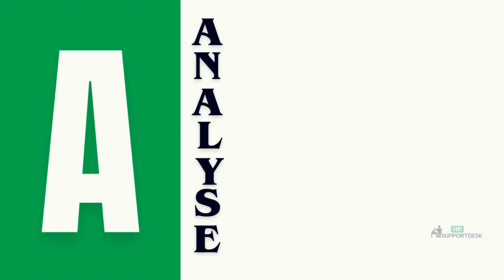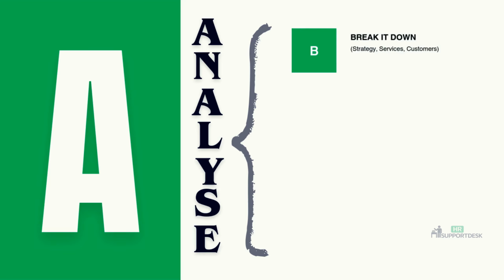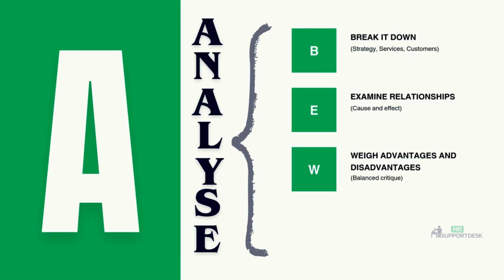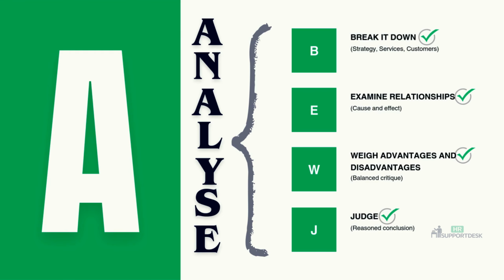To pass this question is as easy as ABC. A. Apply the command verb, analyze. Always remember your B, E, W, J. Break it down. Examine relationships. Weigh advantages and disadvantages. Judge.